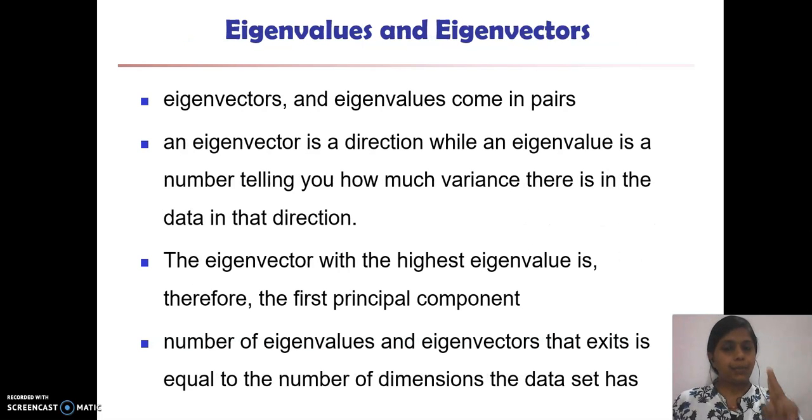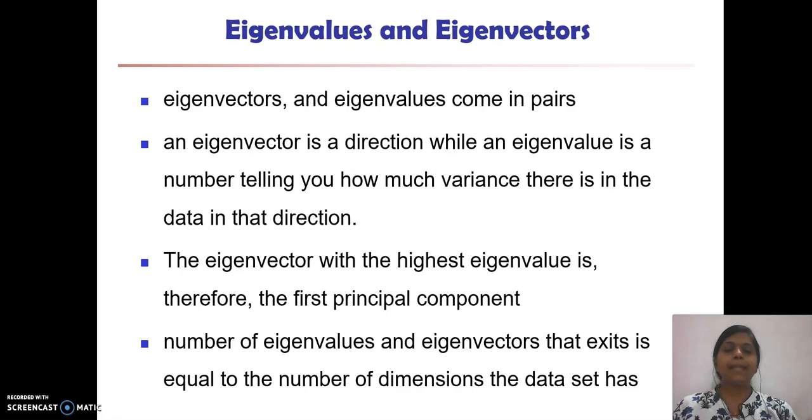Here we are considering two components, eigenvalues and eigenvectors. Eigenvectors indicate the direction. Eigenvalue indicates the value. That value is telling how much variance there is in the data set. The eigenvector with the highest eigenvalue is therefore treated as the principal component. The eigenvector with the highest eigenvalue is treated as the first principal component.